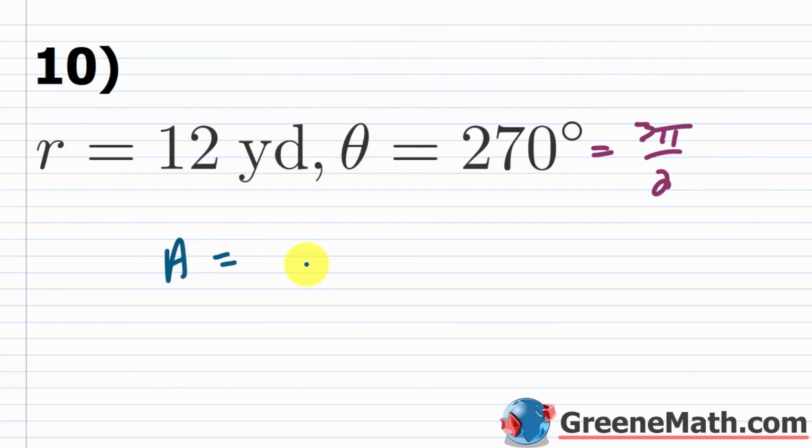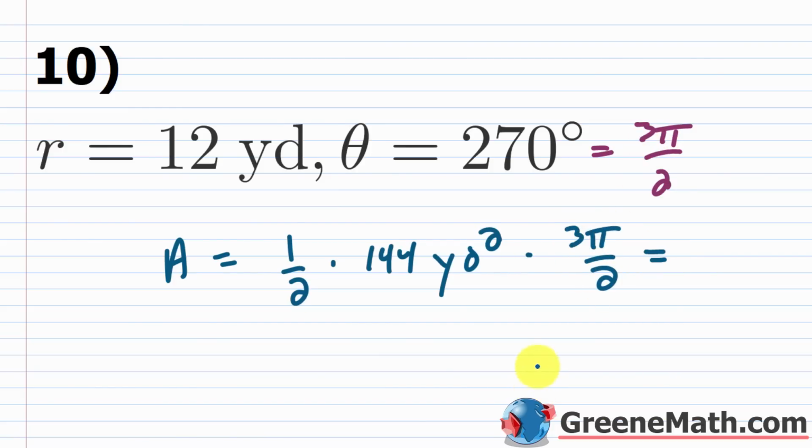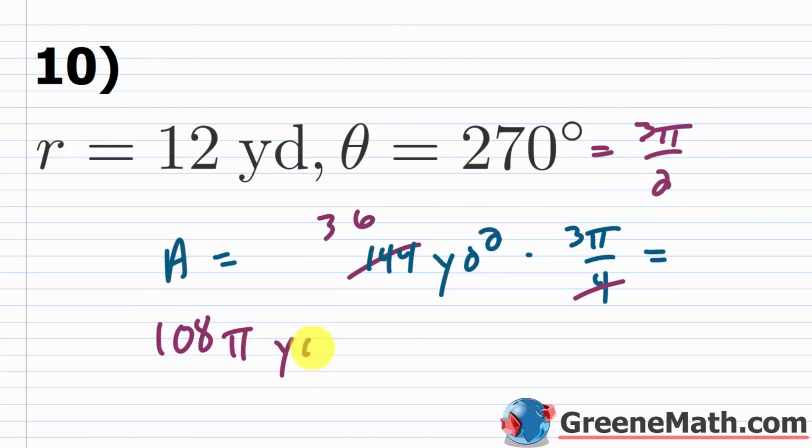And I'm just going to plug into the formula. So the area is equal to, you have your 1/2 times the radius squared. So 12 squared is 144. And then you have square yards or yards squared. And then times this guy right here in radians. So 3 pi over 2. So what are we going to have? So 2 times 2 is 4. Let me get rid of this and write this as a 4 over here. And 144 divided by 4, that's 36. So let me cancel this with this and put a 36 up here. Let me make that more legible. And so 36 times 3, that's going to give you 108. And again, this is going to be pi yards squared.